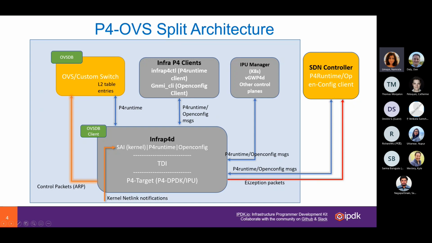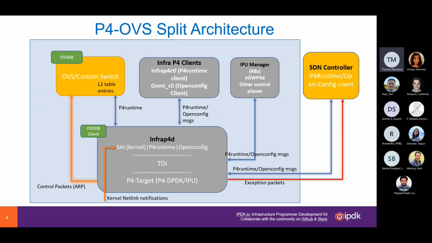So we have a concept of exception packet. Something that cannot be handled by OVS and infra P4D, a missed configuration, can be sent up to the SDN controller as a packet in. So these are the exception packets that go from infra P4D, the P4 runtime client, into the SDN controller. And the focus here is on kernel. So we have pulled the switch link SI, switch SI, and switch API as well into infra P4D, and this will listen to the kernel notifications now and go and program the P4 target using TDI. I can take questions now.